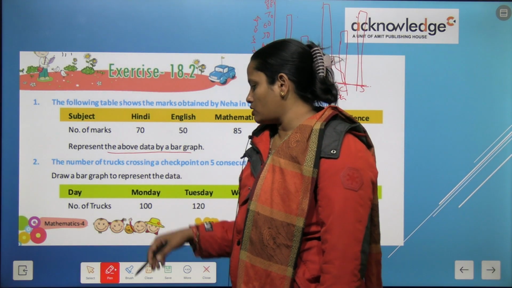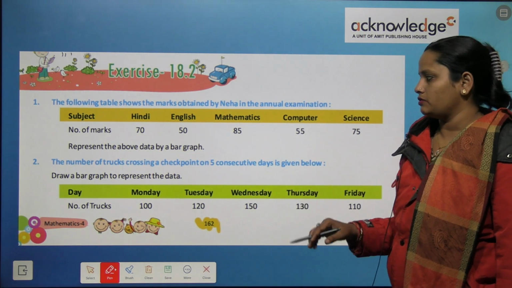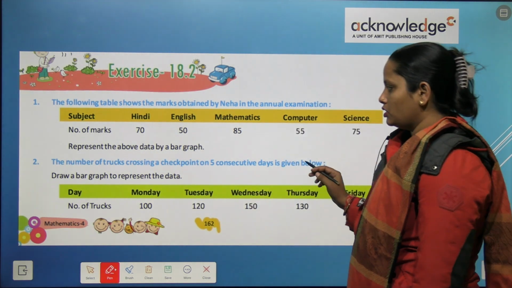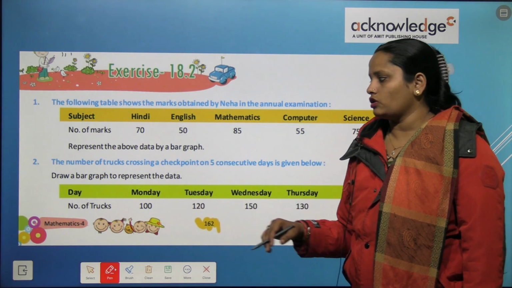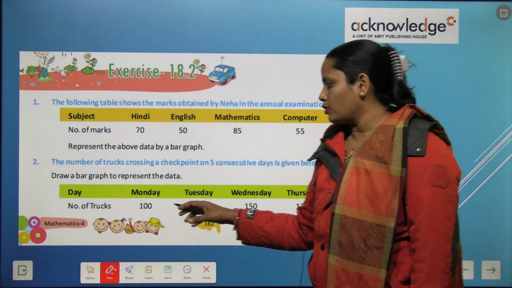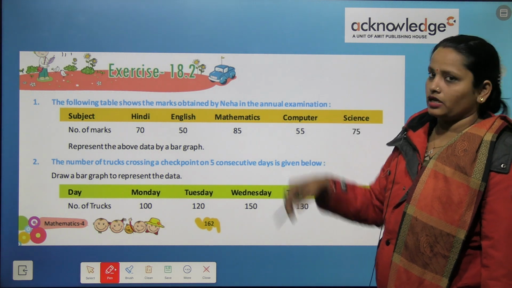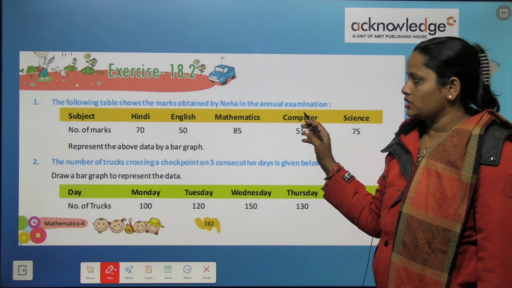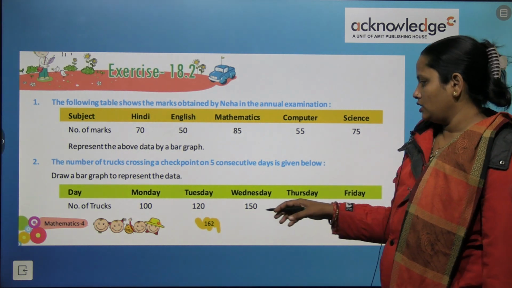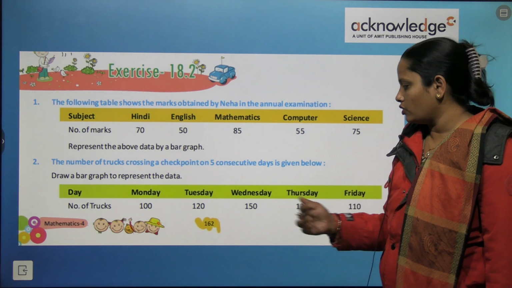Now the number of trucks crossing a checkpoint on 5 consecutive days are given below. So कुछ trucks हैं जो cross कर रही हैं एक checkpoint पे. Their numbers are given below. You have to draw this also in a bar graph sheet. So आपको क्या लिखने हैं? Number of days. These days will come down. Trucks के numbers will come like this, and you have to do it same as we did question number 1 here. Here you can take the counting of 100 or you can take the counting of 50s.